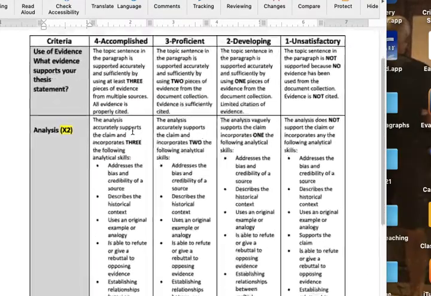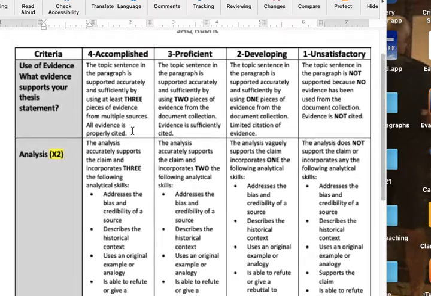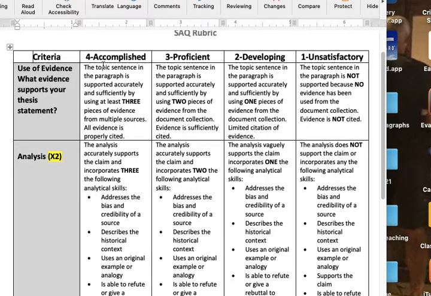We're going to take a look at the use of evidence right here at the top. You have 4 different levels. You have 4 being accomplished, that's perfect. 3 proficient, which means very good. 2 developing, and 1 unsatisfactory, you didn't get what we were looking for. So the use of evidence: what evidence supports your thesis documents?